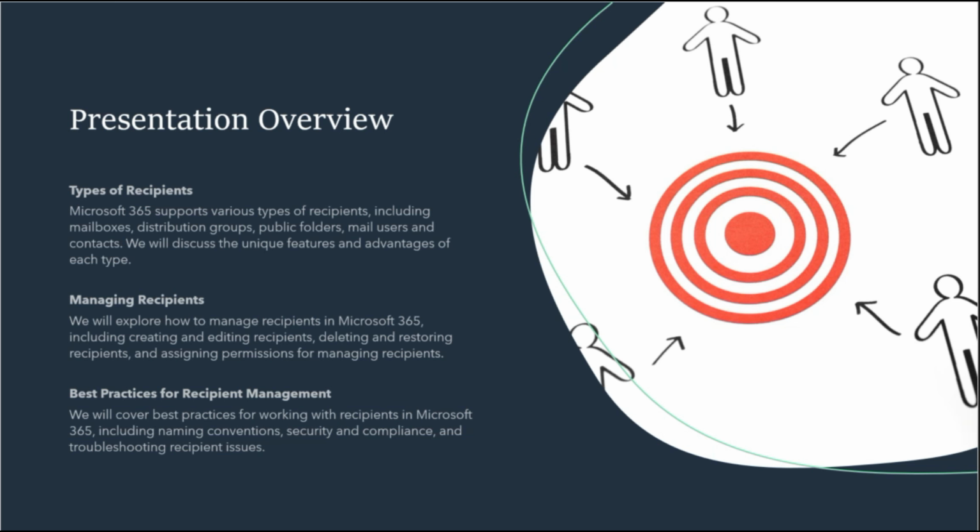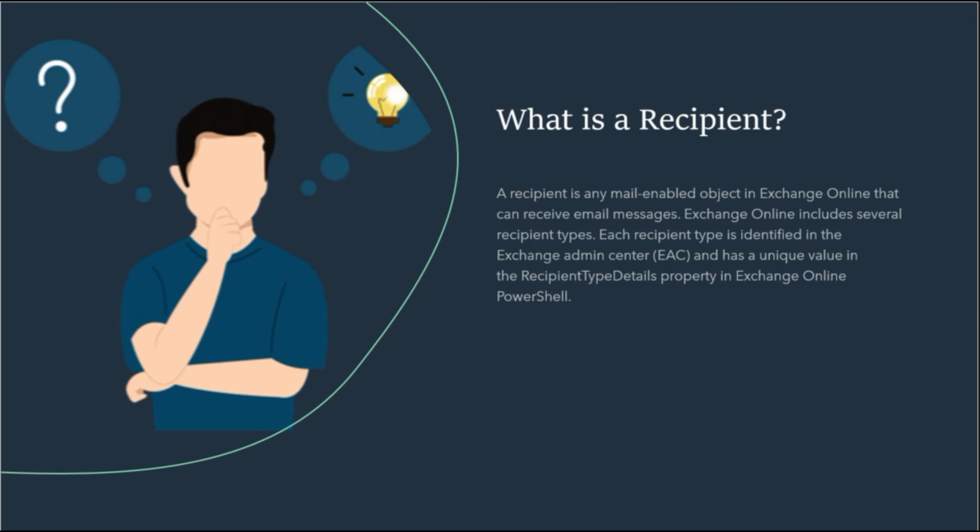First, we will discuss the different types of recipients that are in Microsoft 365, including mailboxes, distribution groups, public folders, mail users, and mail contacts. And then we'll explore how to manage recipients, including creating and editing recipients, deleting and restoring them, and setting up the permissions for managing recipients. And finally, we will cover the best practices for working with recipients, such as naming conventions, security and compliance, and troubleshooting recipient issues. So let's see what a recipient is.